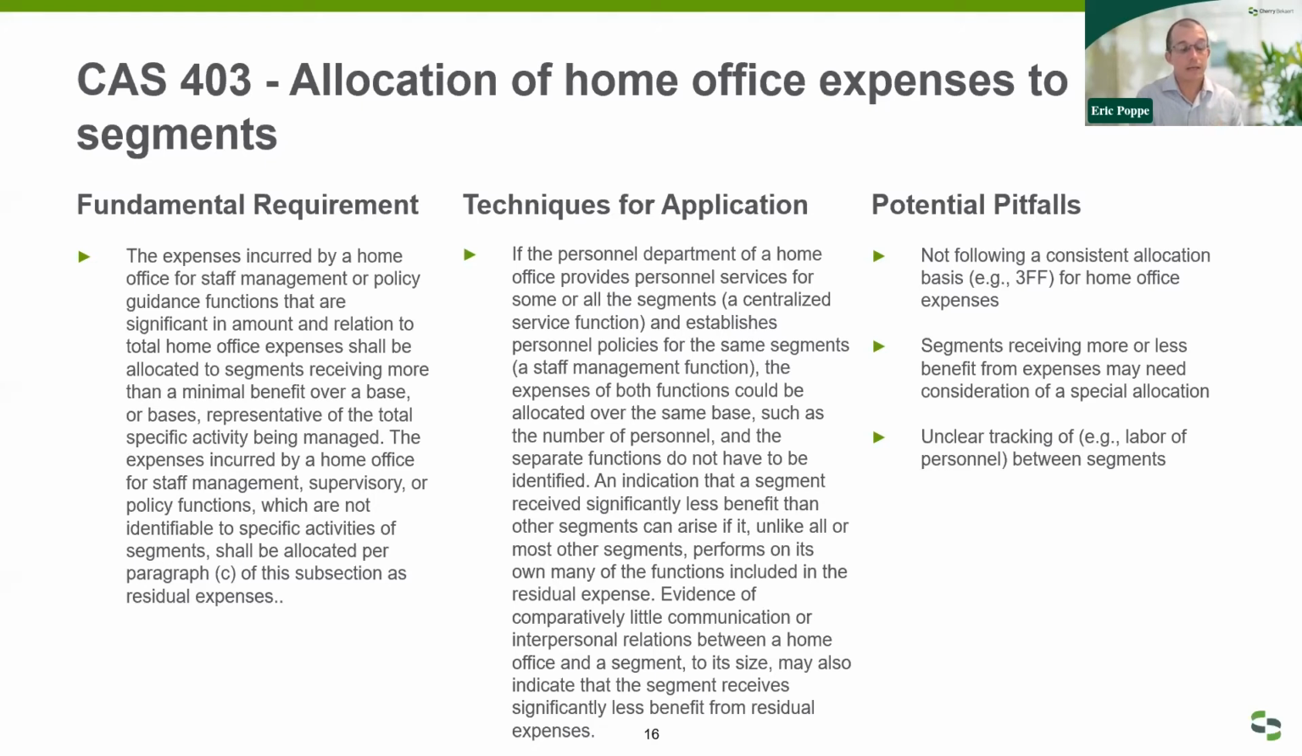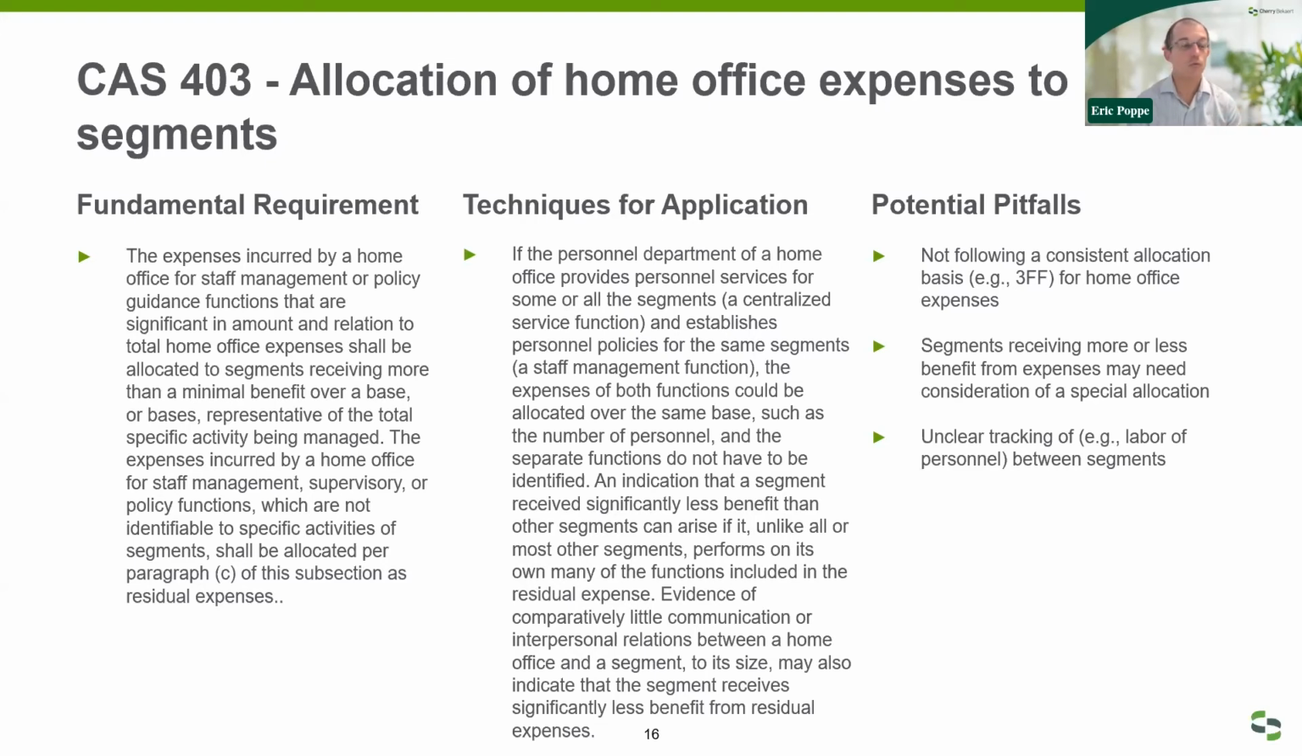And the second way that this standard outlines the allocation of home office expense is to bucket the costs into logical and homogeneous cost pools. Those costs should be allocated to the other segments based on some type of surrogate.